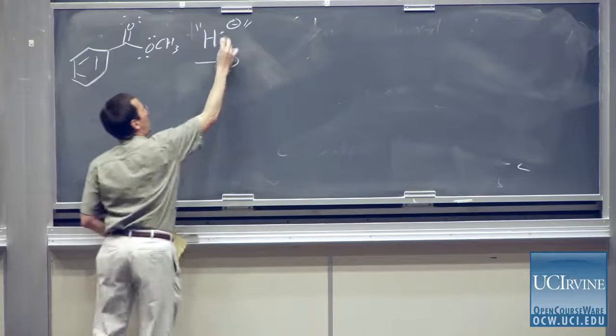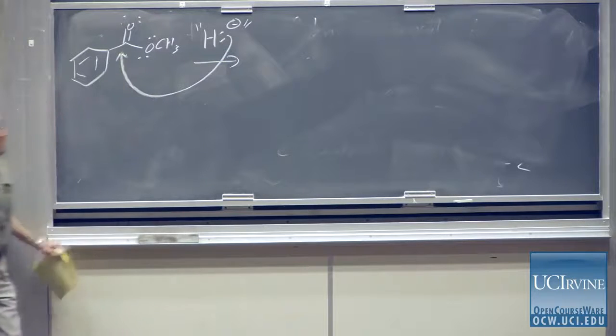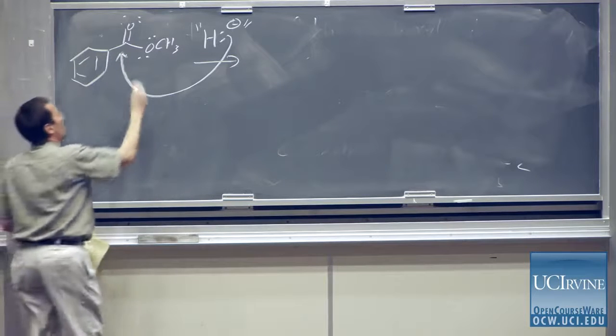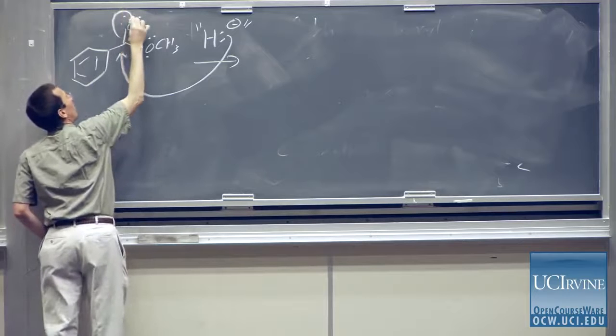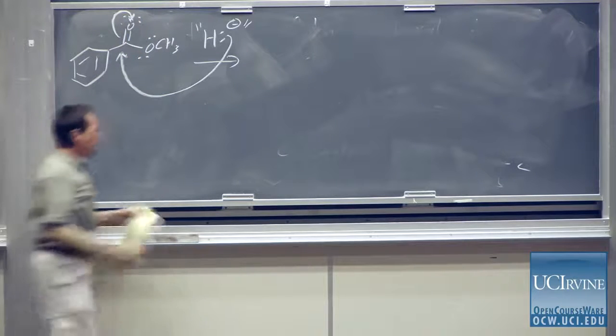And the first thing that hydride does is it's a good nucleophile, a potent nucleophile. We've talked about the reactivity in general of carbonyl groups. The carbonyl group is an electrophile. Electrons flow from the nucleophile to the electrophile and on to the oxygen.